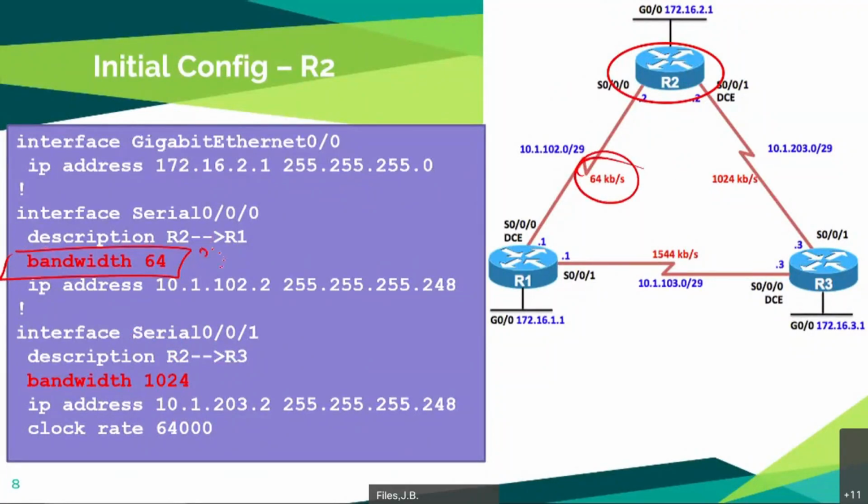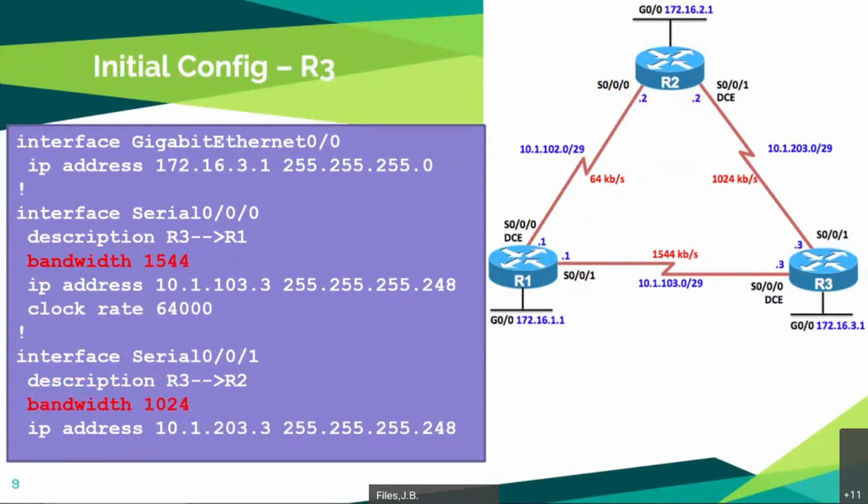64K. And before you do the number, hit the question mark, and it'll tell you to put it in kilobits per second. So just 64, not 64,000 or whatever. Okay, so 64 and then 1024 for that link. We're going to do the same thing over here on R3. We basically are doing that on R1, R2, and R3. Strictly speaking, that command bandwidth 1544 isn't really required because that's the default bandwidth for a serial connection.